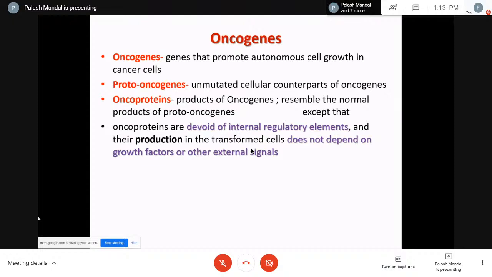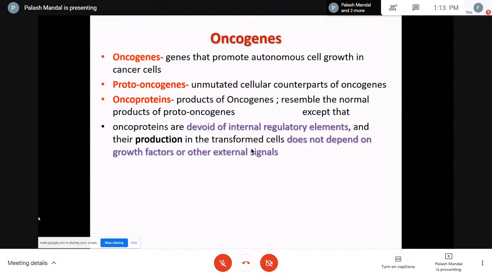It is very important, the word autonomous, because there is no further stimulation which is regulated once the oncogenes become active. Okay, so they are autonomous. They can drive the cell growth. They can promote cell division by themselves without much external support. So that is the meaning of autonomy.